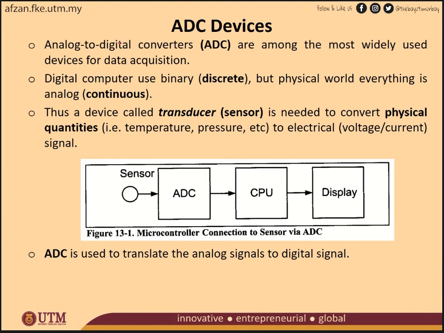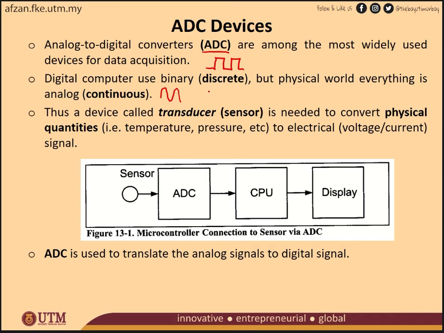ADC, or as we know it, the analog to digital converter, is among the most widely used devices for data acquisition, in which every time you want to capture data from the real world, you are going to use this ADC. Since the digital computer uses binary, which is a discrete signal, the binary or discrete signal consists of 0 and 1 values. But in our physical world, everything is an analog or continuous signal.